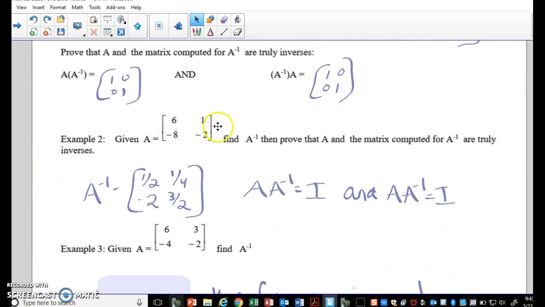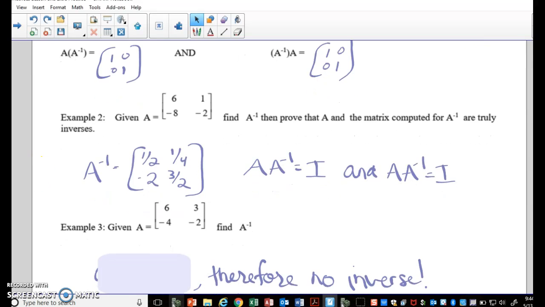So here, 6, 1, -8, -2. Find A inverse, right? And then show that that is truly the inverse. So how did I get this matrix right here? I want you to see if you can get that, okay?